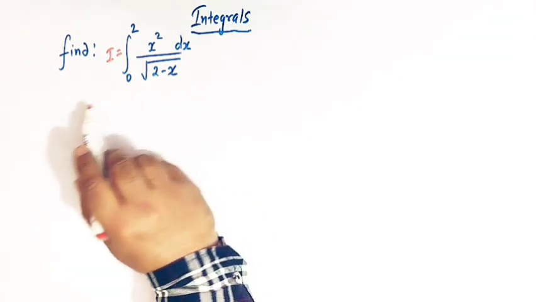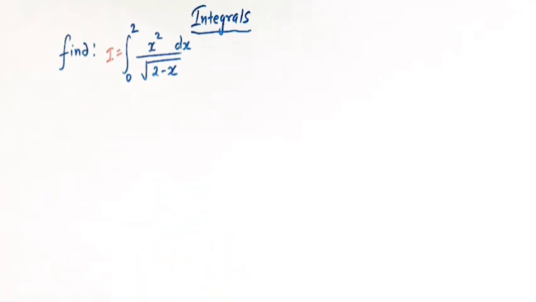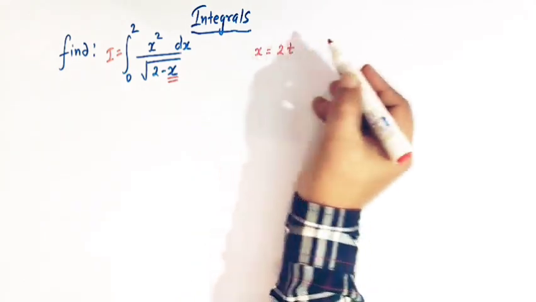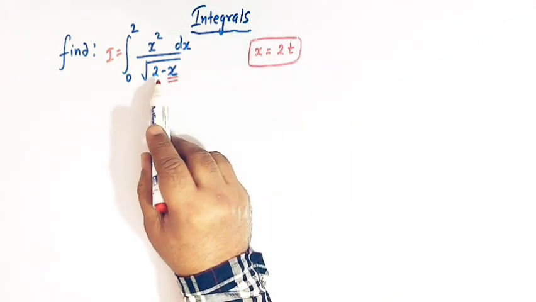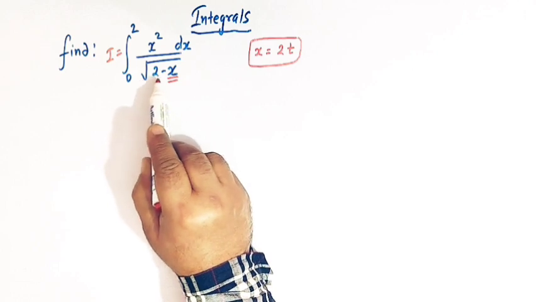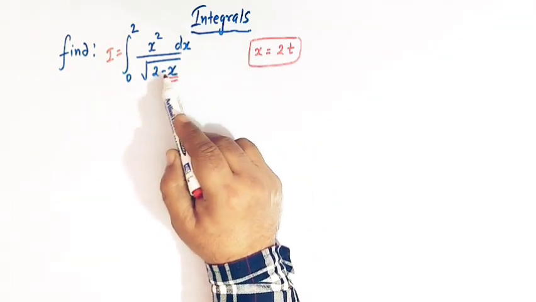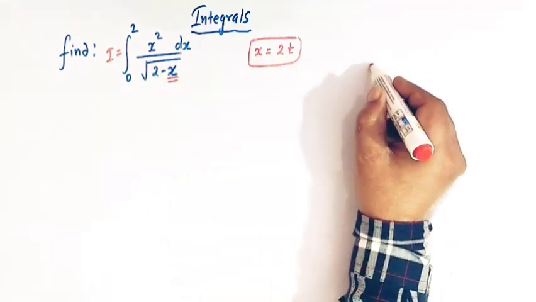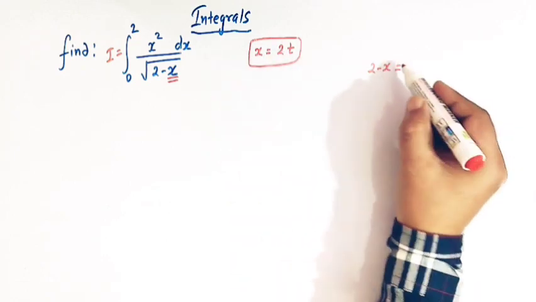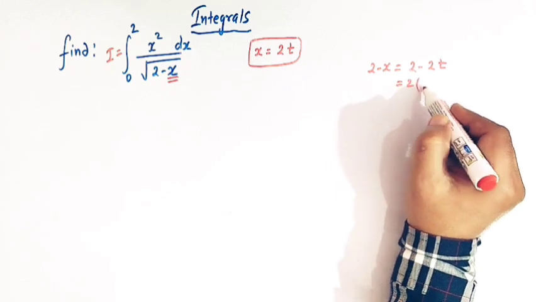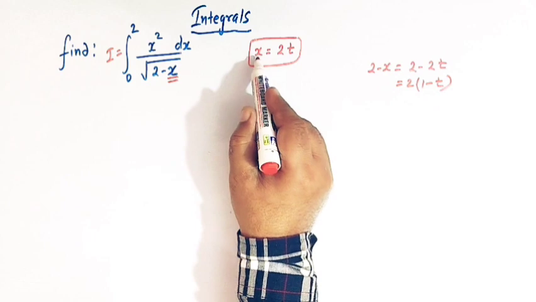So viewers, what we will do here is again make use of the method of substitution, right? And the method of substitution is a very powerful method in integration. So here we'll take x is equal to 2t, right? This is the most appropriate substitution in this integration. Why have we taken x is equal to 2t? Because see, in the denominator we have the term inside the square root sign as 2 minus x, right? So when we take x is equal to 2t, then we have 2 minus 2t, right? And now we can easily take 2 common, so here we have 2 times 1 minus t.